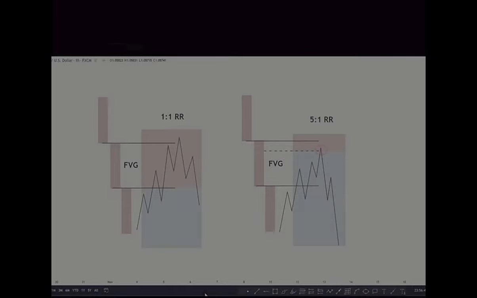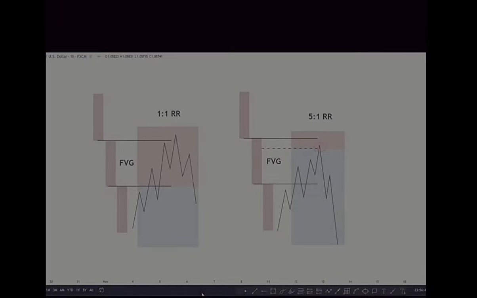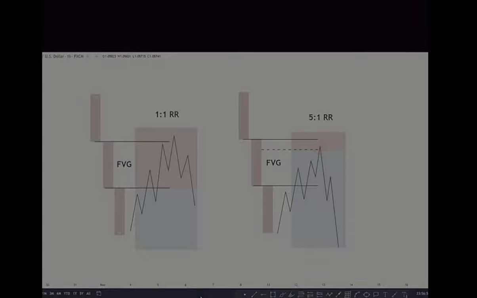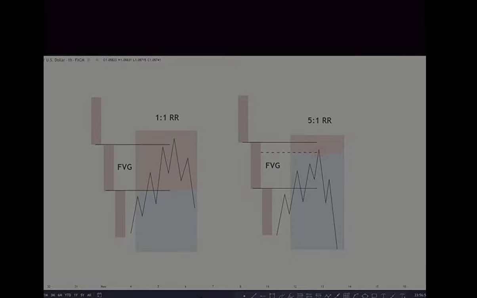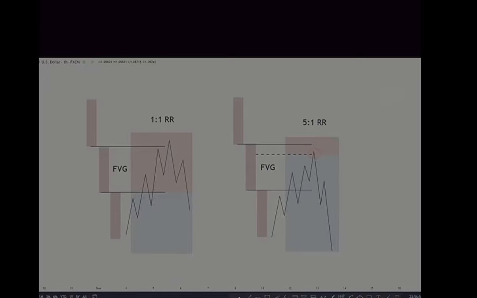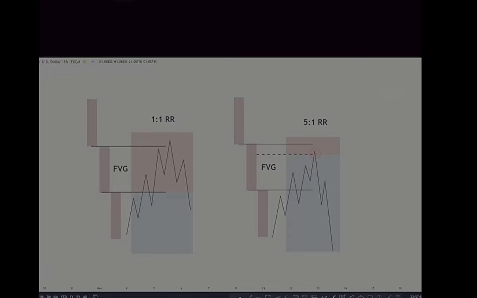Traders enter fair value gaps randomly from the beginning or 50%, but what if you could predict exactly where price will go? That's how I always get much higher reward to risk trades, and today I'm revealing my method. This approach transforms low reward to risk trades with wide stop losses into precise and sniper entries with tighter stop loss and much higher reward to risk.